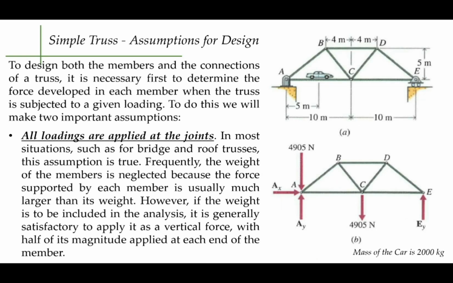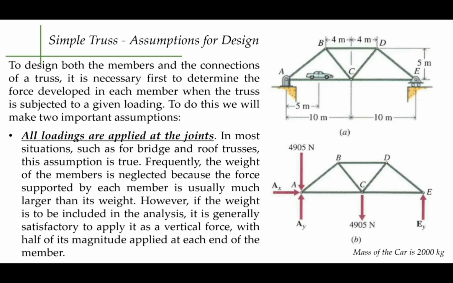Okay, now there will be assumptions for us to have a much easier way to solve for the forces that will manifest in each of the members. Now, one, all loadings are applied at the joints. So there will be no forces that will act in between the members. It has to be that all of the loadings, all of the forces will be applied at the joints. Now, in most situations, such as for bridge and roof trusses, this assumption is true.